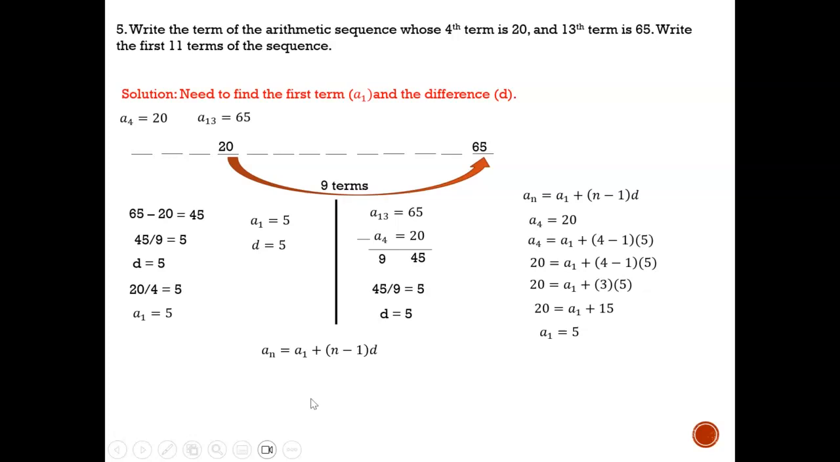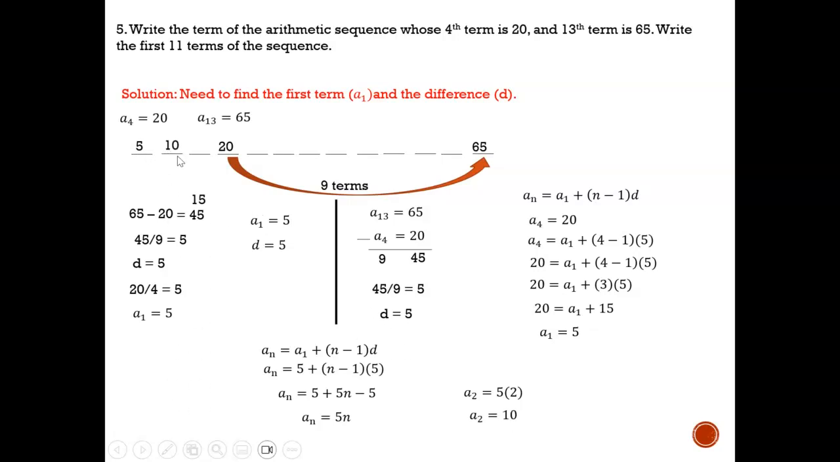Now what we do is plug them into the formula. My A1 is 5, my first term, and my difference is 5. Now I'm going to distribute. 5 times n is 5n, and 5 times negative 1 is negative 5. Now we add them, so it's going to give us An equals 5n. So this is my nth term formula. Now to find A1, A1 is already 5. To find A2, we plug in 2 for the nth term formula. 5 times 2 is 10. If you notice the pattern, we're counting by 5s.